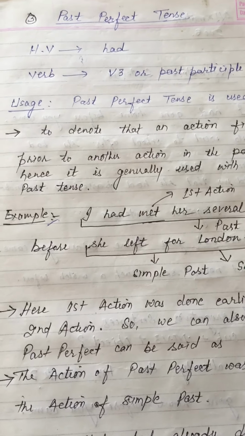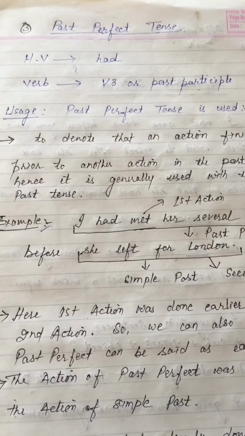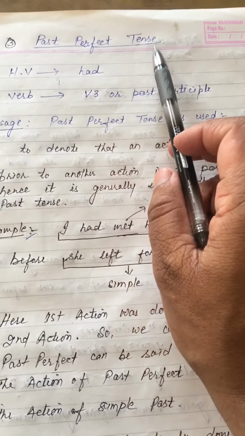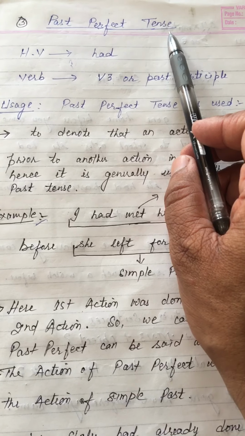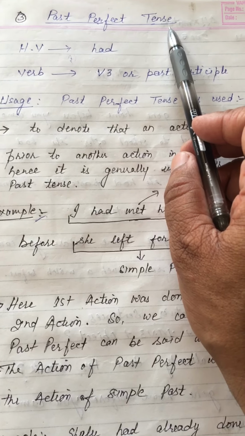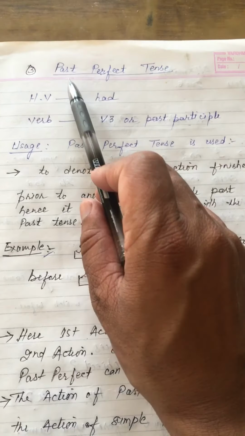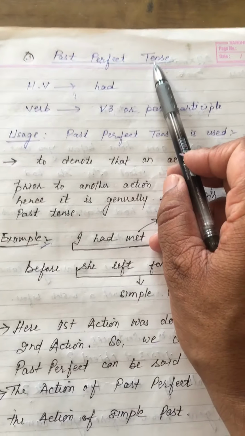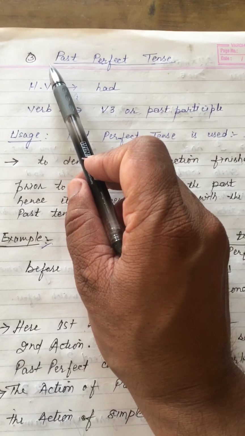And today we are going to start the third type of the past tense, that is the past perfect tense. Earlier we had already studied the simple past and the past continuous tense. So now we are going to study past perfect tense. This is your third type of the past tense, right?